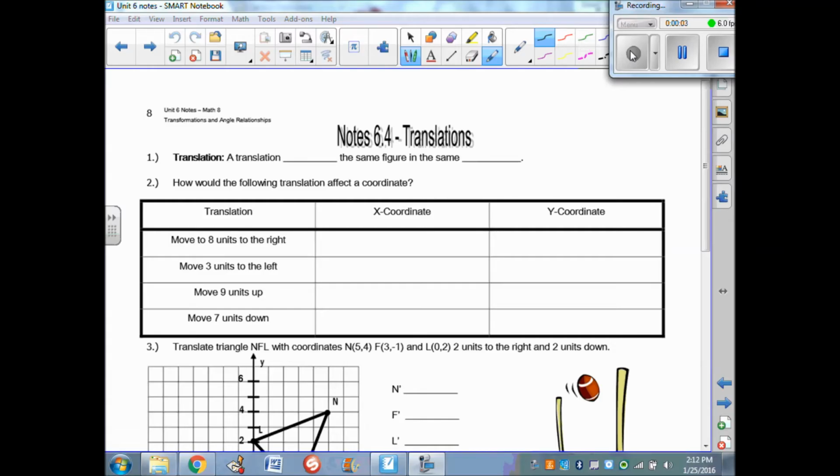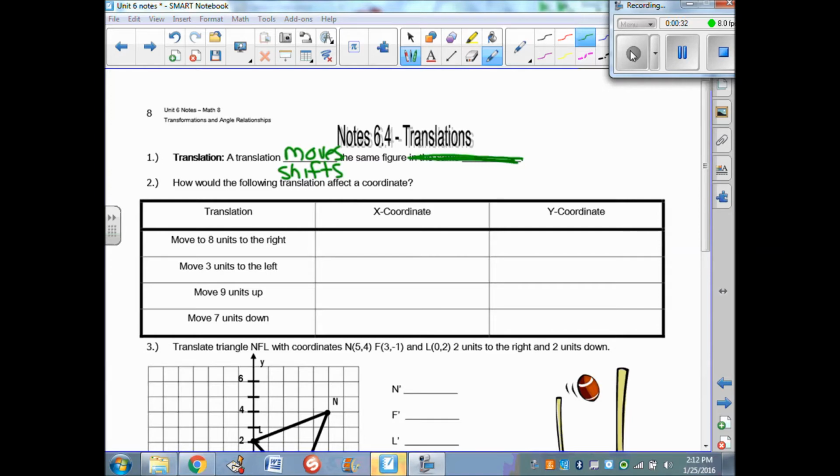Note 6.4, translations. So what is a translation? I'm going to change the definition that I have in number 1 just a little bit. I'm going to put underneath it: a translation shifts the same figure. So it's a shifting. It's a left-right shift, then an up or down shift.